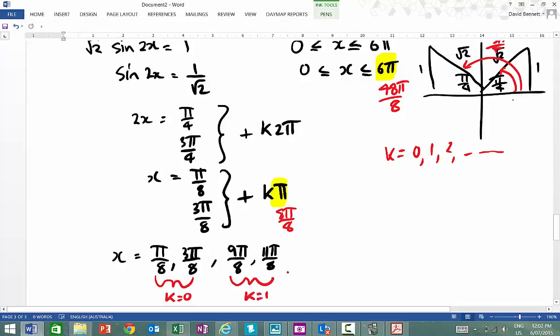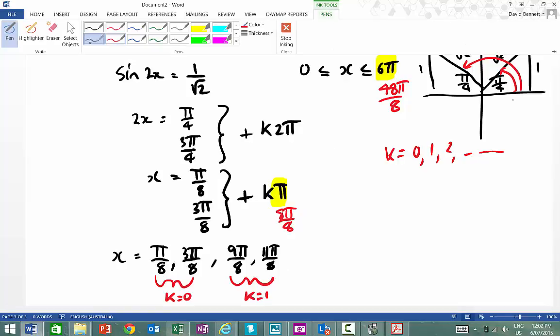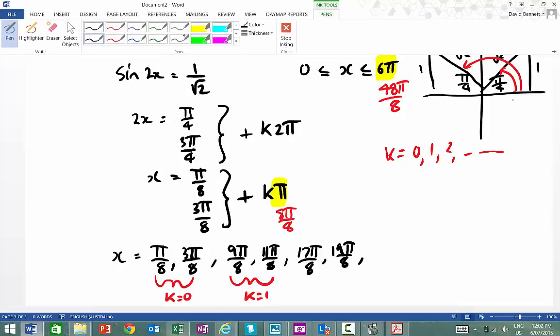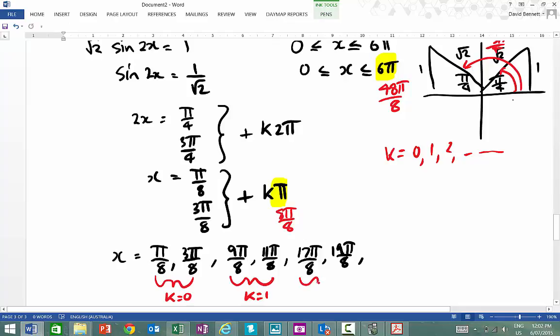We're going to have quite a lot of points here, I think. The next values: I'm thinking about adding 8 pi on 8 to the 9, so that becomes 17 pi on 8. And then the next one's going to be 19 pi on 8. We're going to have a lot here. So that's going to occur when k is equal to 2.